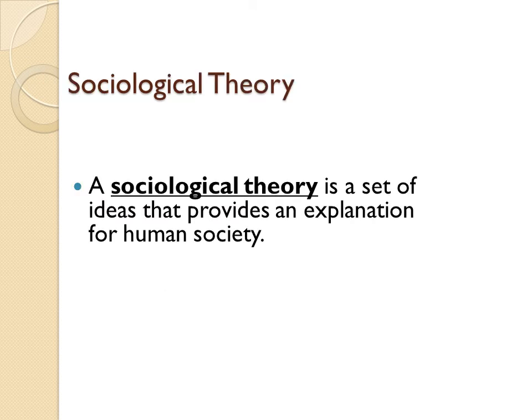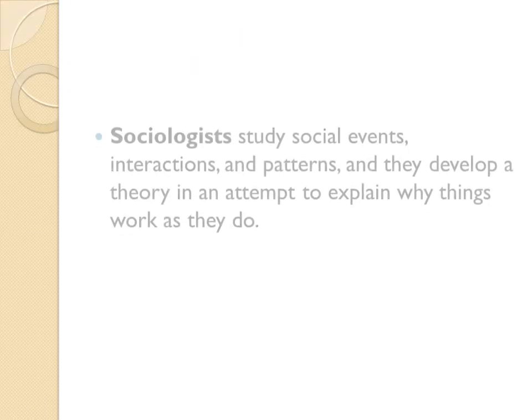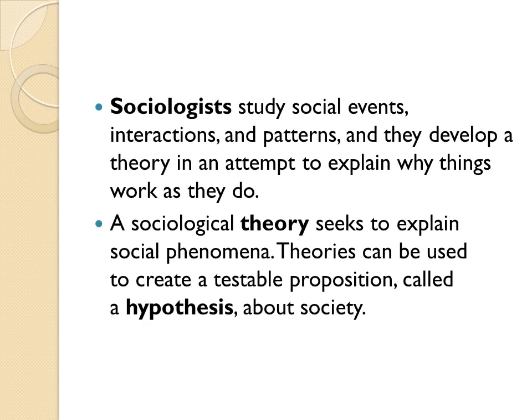Now let's start with the definition of sociological theory. A sociological theory is a set of ideas that provide an explanation for human society. Sociologists study social events, interactions, and patterns, and they develop a theory in an attempt to explain why things work as they do. A sociological theory seeks to explain social phenomena. Theories can be used to create a testable proposition called a hypothesis about society. Theories vary in scope depending on the scale of issues that they are meant to explain.